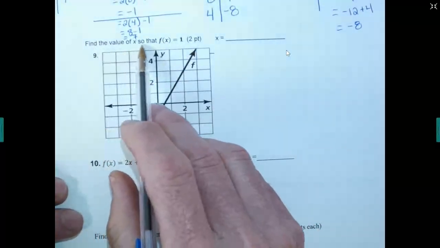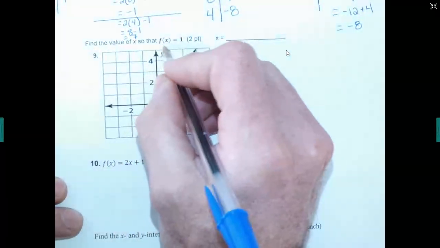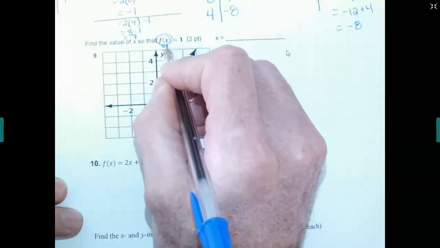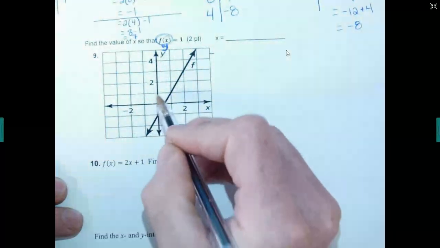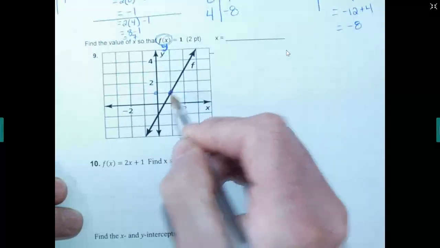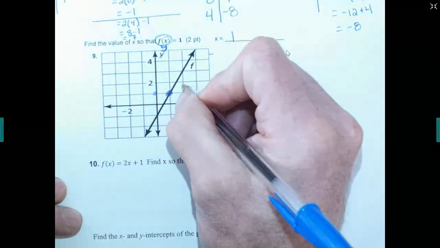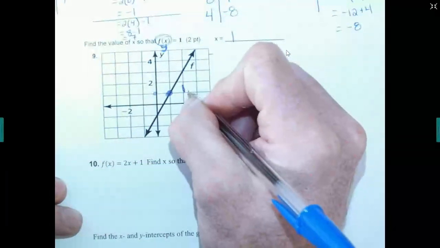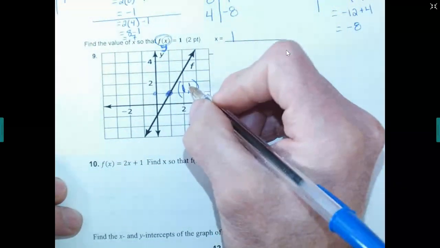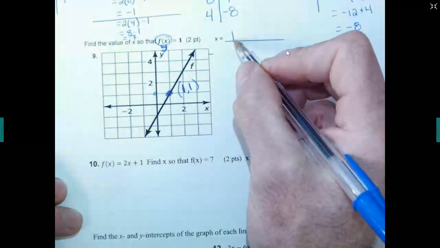Find the value of x so that the function of x equals 1. So don't forget, f of x is the same as y. F of x equals y. So where does my y value equal 1? Well, it's right here. And that means my x value is 1. Right, because this point is at 1, 1. Where's my y value 1? That's where my x value is 1 for this one.